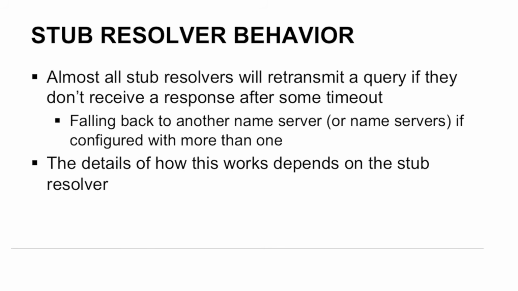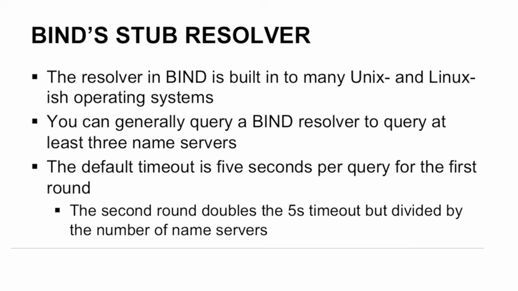As we discussed, stub resolvers, the client side of DNS, will retransmit queries if a name server doesn't respond, and will fall back from one name server to another if configured with multiple name servers. The details of how and when a resolver does this, however, are dependent on the make and model of resolver. Take, for example, the BIND resolver, which is included as part of many Unix and Linux-ish operating systems. You can generally configure a BIND resolver to query up to 3 name servers, though on some operating systems, the limit is higher. The resolver starts by querying the first name server in the list and waits up to 5 seconds for a reply. If it doesn't get one, it tries the next name server in the list, again waiting 5 seconds for a reply.